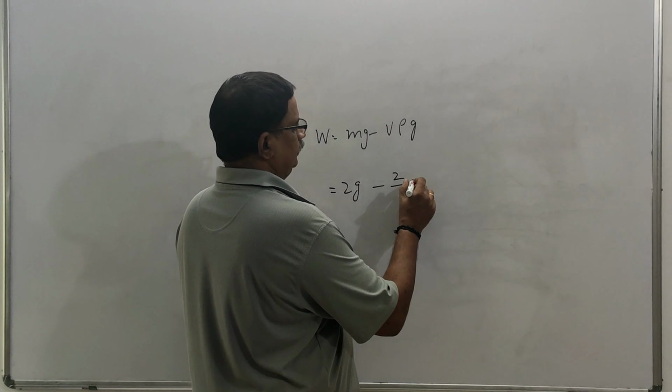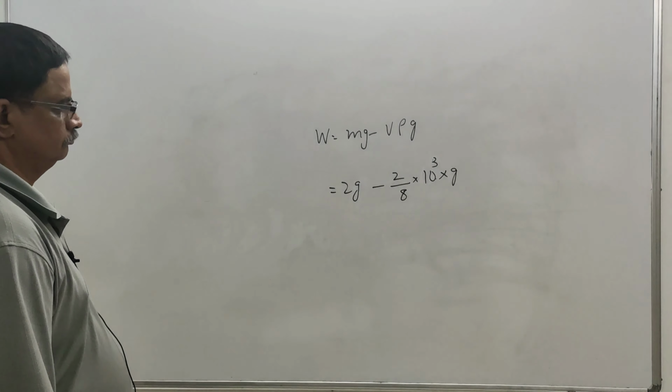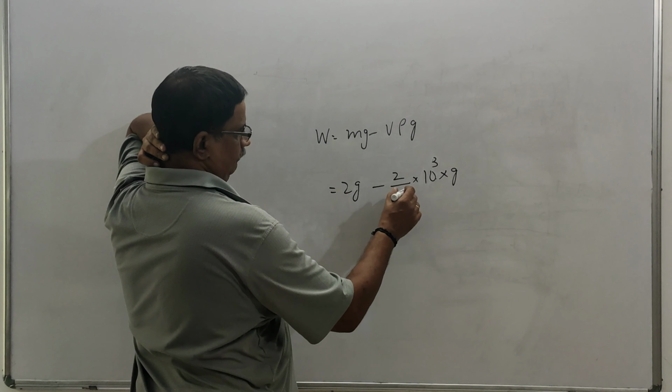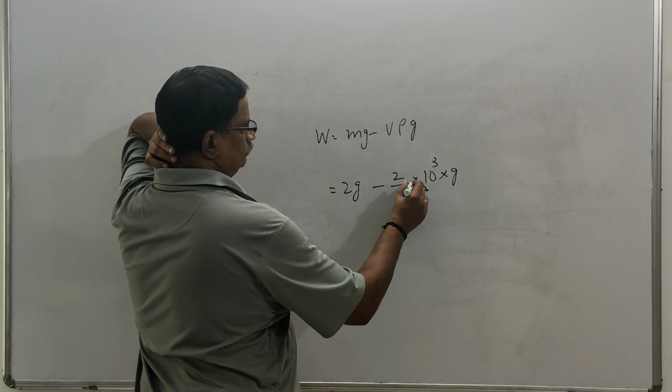Density of water is not 10,000, it is 1,000 in SI. I think these are all in CGS. So this is 1. And this is the bucket's mass, 2 kilogram. So this should be 10 cube, into g. Relative density. So we have to multiply here with the density of water.